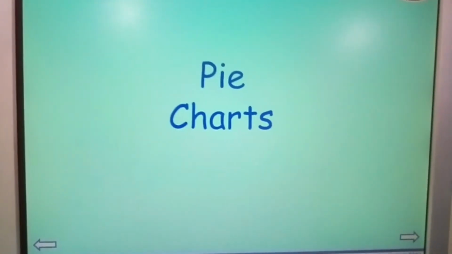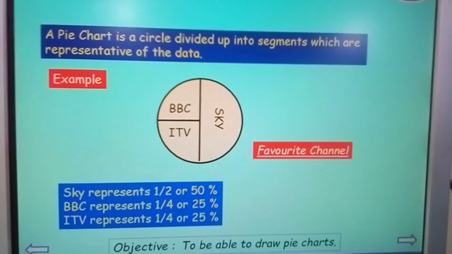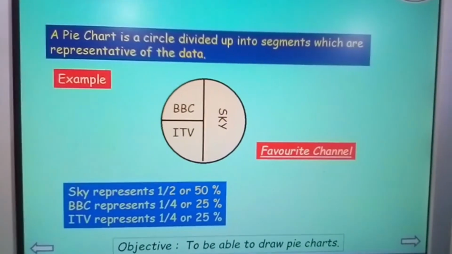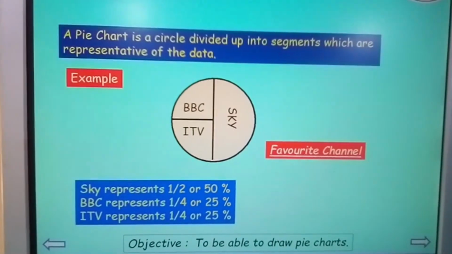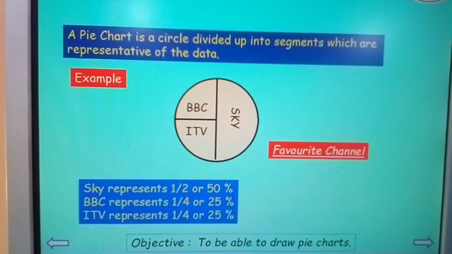pie charts. Okay. Now, a pie chart is a circle divided up into segments which are representative of the data. Example, favorite channel.